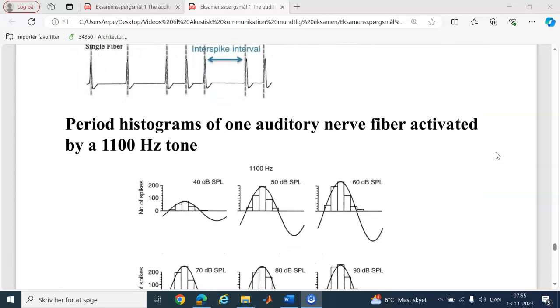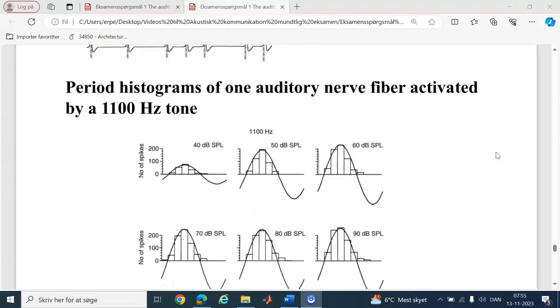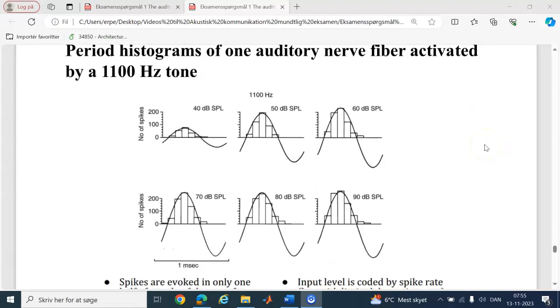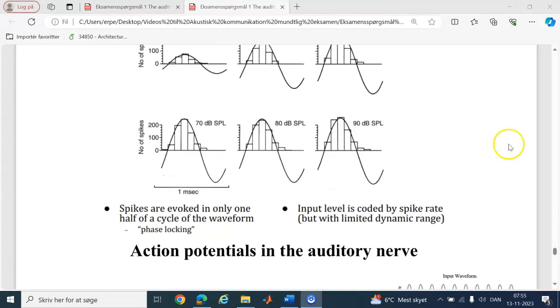Period histograms of one auditory nerve fiber activated by a 1100 hertz tone are shown at 40, 50, 60 and 90 dB. Spikes are evoked in only one half of the cycle of the waveform. This is called phase locking, occurring only when the stereocilia are bent to the right. Input level is coded by spike rates, but with limited dynamic range.